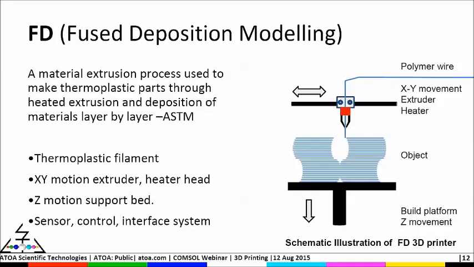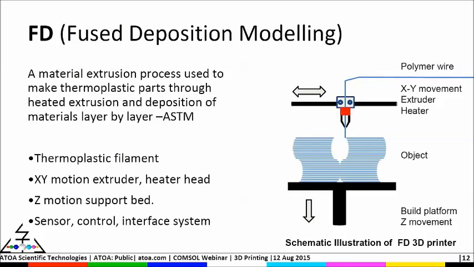This slide shows the fused deposition modeling process. Fused deposition modeling is a material extrusion process used to make thermoplastic parts through a heated extrusion die, depositing material in strands to build the part layer by layer. This is the definition according to ASTM.